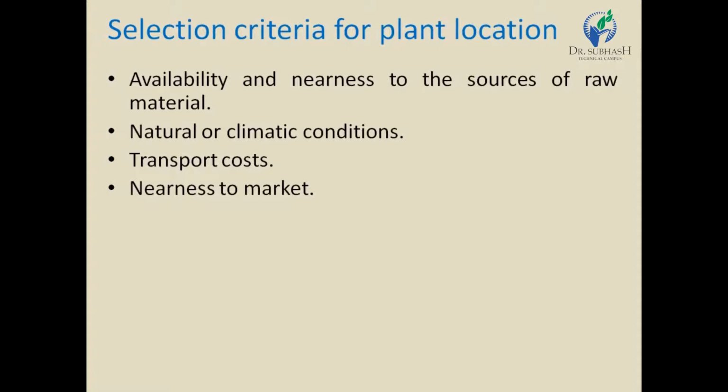Then next is nearness to the market. Nearness to the market means they must be nearer to the market, because to know the criteria, to know the current situation in the markets, to know the trends in the market, they must be nearer to the market. Otherwise, if they are away from the market, they don't know what the trend in the market is, and they can easily lose their customers. So this is also a point which they must keep in mind.